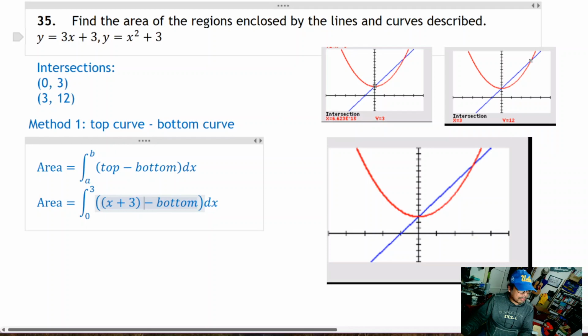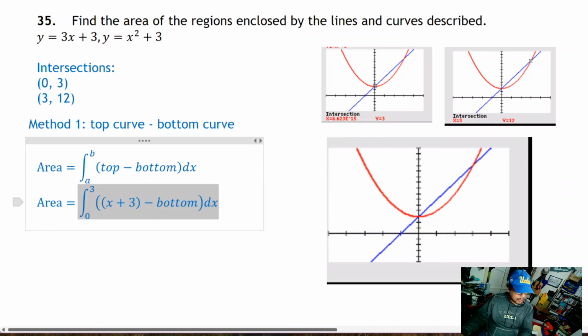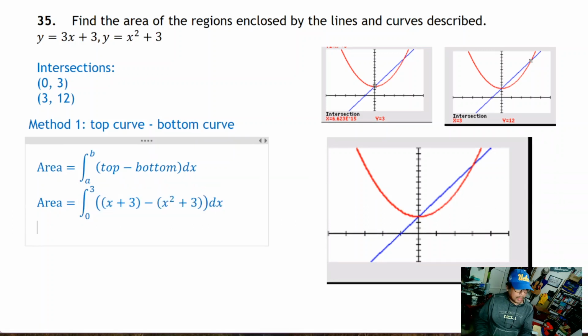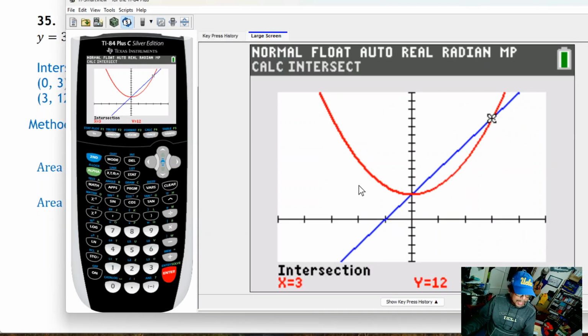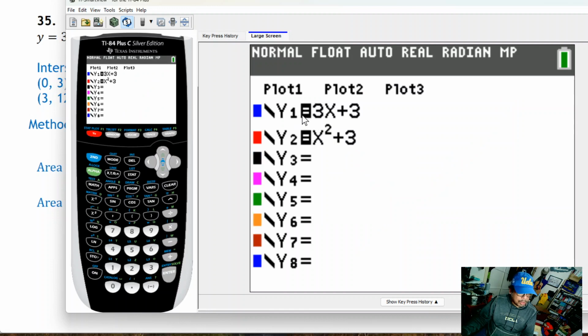And the bottom curve is going to be the red one, which is x squared plus 3. That gives me this integral. Let's go into the calculator and do this. Now, I think, if I remember correctly, the linear curve is blue. So yeah, y1 minus y2 is what we're going to do.